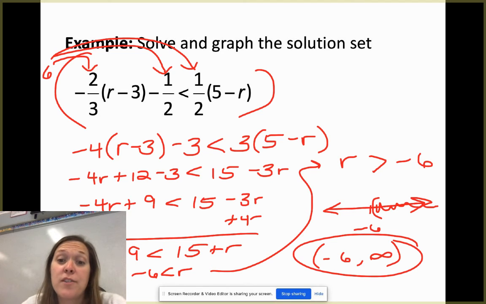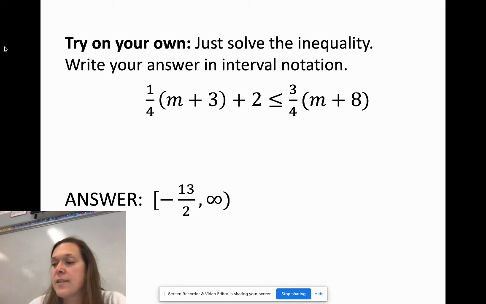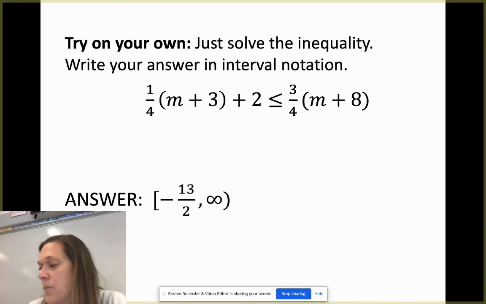Okay, so a bit more challenging because we have fractions. But fractions aren't too terrible because you can get rid of them very easily. All right, so go ahead and try this one on your own. Hopefully you got an answer of bracket negative 13/2 going to infinity. I'll work it through for those who did not get that.